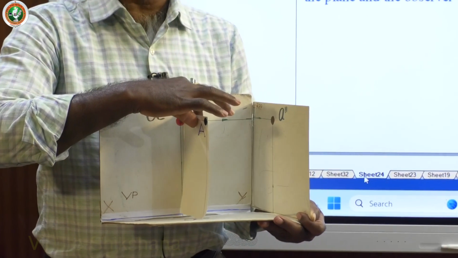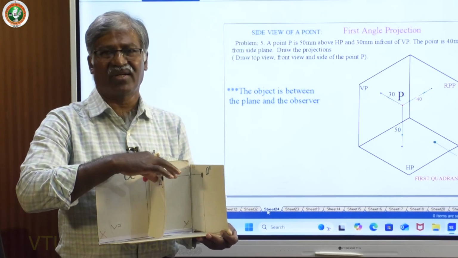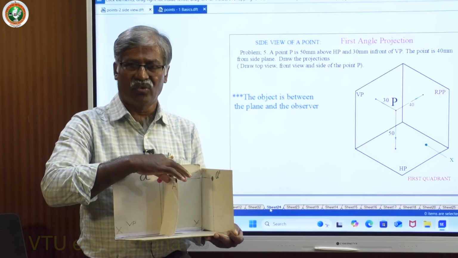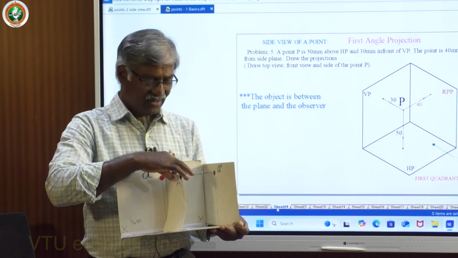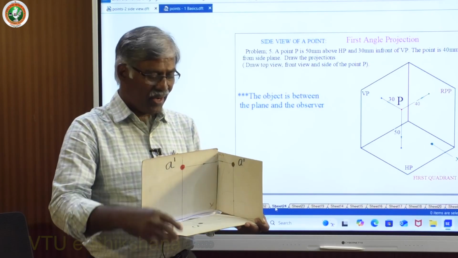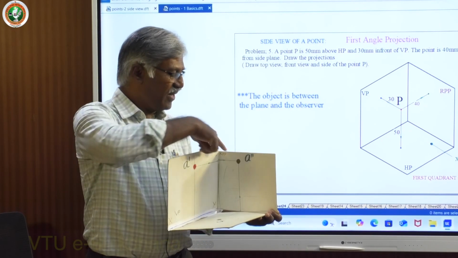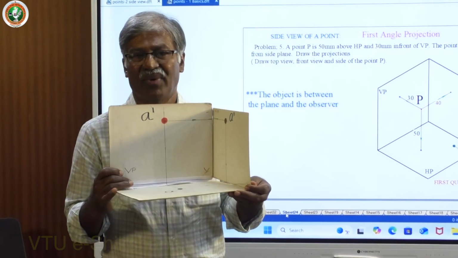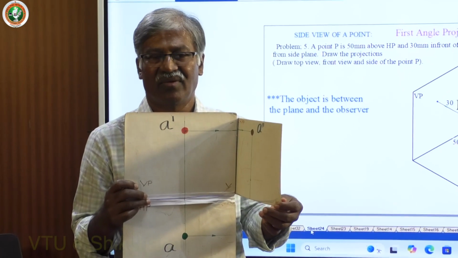You know how to draw the projections with respect to HP and VP. You have to draw a vertical projector that is going to house both the top view and front view, with the XY line. Next, this is A dash, this becomes A, and if you project this point A on RPP, you will get A double dash. Now, let me rotate the horizontal plane 90 degrees clockwise.